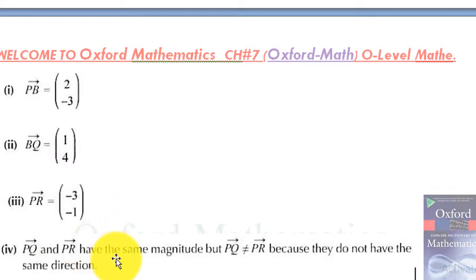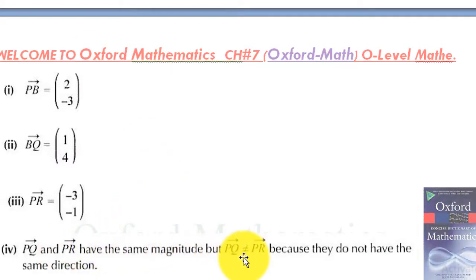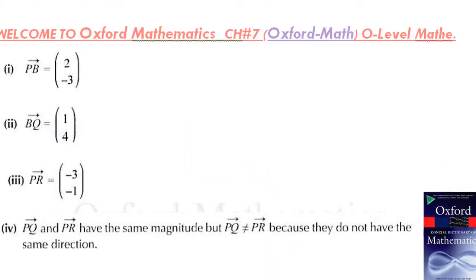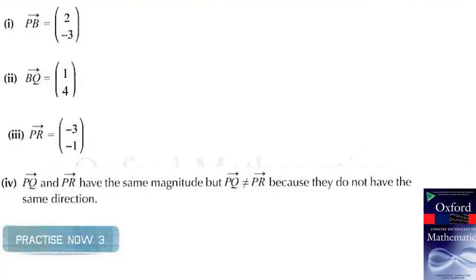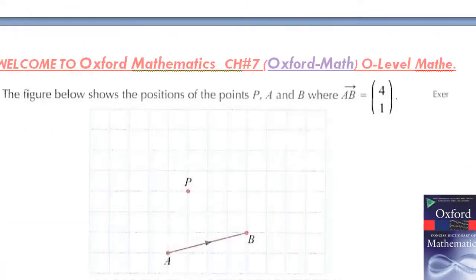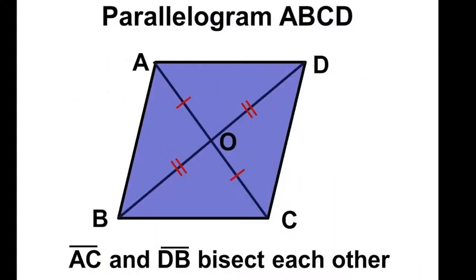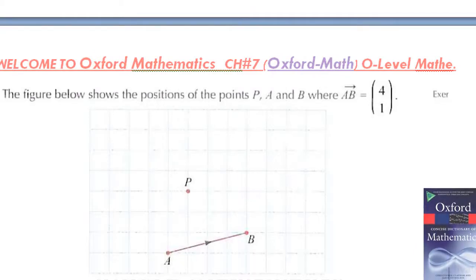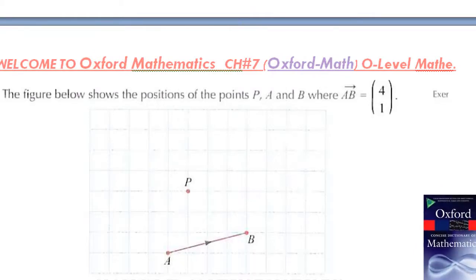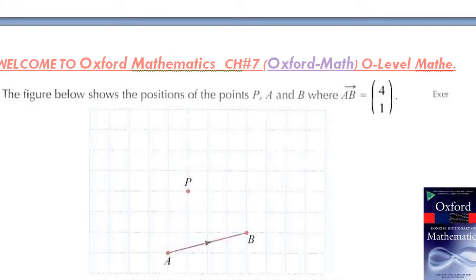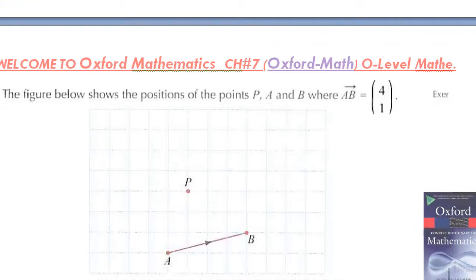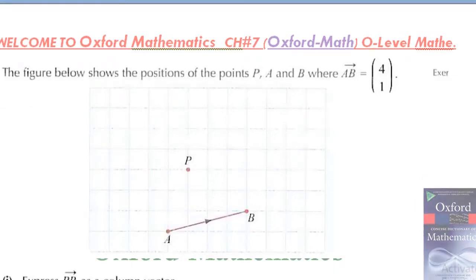PQ and PR have the same magnitude but are not equal vectors because they do not have the same direction. In this way, we find the solution of practice number 3. Here the three points P, A, B are given as shown in the figure. First we draw its figure, where we can find the magnitude and direction of PA and PB, and we form a parallelogram. For this purpose we make a parallelogram.